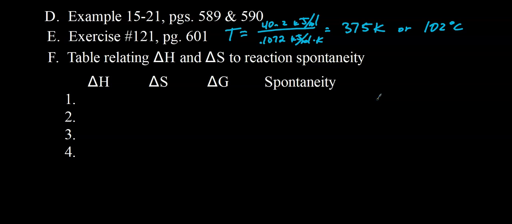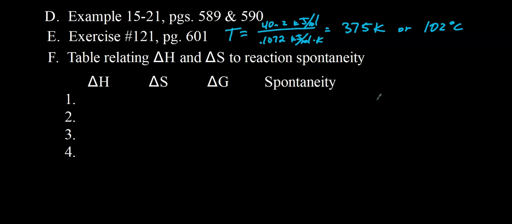All right, so now if you want to go back to 586, that's fine, but I'm going to walk you through. Let's build a table. Different signs for delta H and delta S. And then I'm going to add a column there. Let's add delta G, and then the spontaneity of the process.